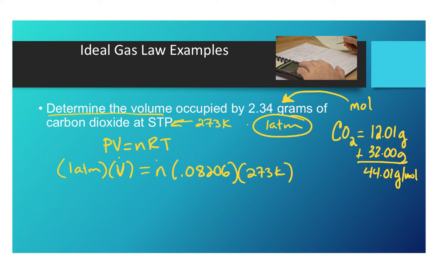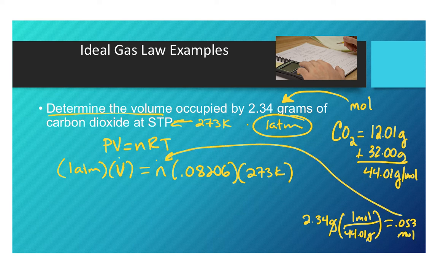Okay, so the last part here is, in order to change grams to moles, we're going to start our problem. 2.34 grams times 1 mole over 44.01 grams. Grams cancel. I'm left with moles. That is what I want for an answer. Put that into my handy dandy calculator, and I get 0.053 moles. All right, so I can go ahead and put that in here, okay?